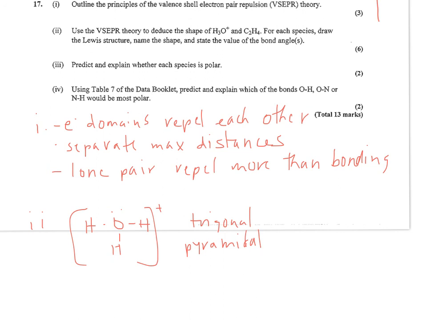And then the value of the bond angle, because the electron domain would put it at tetrahedral with a 109.5 bond angle, it's going to be a little bit less. Typically it's stated as 107, but if you said anything between 106 and 109, they would give you the mark for it. So then with C2H4, let me move this down so you can actually see it.